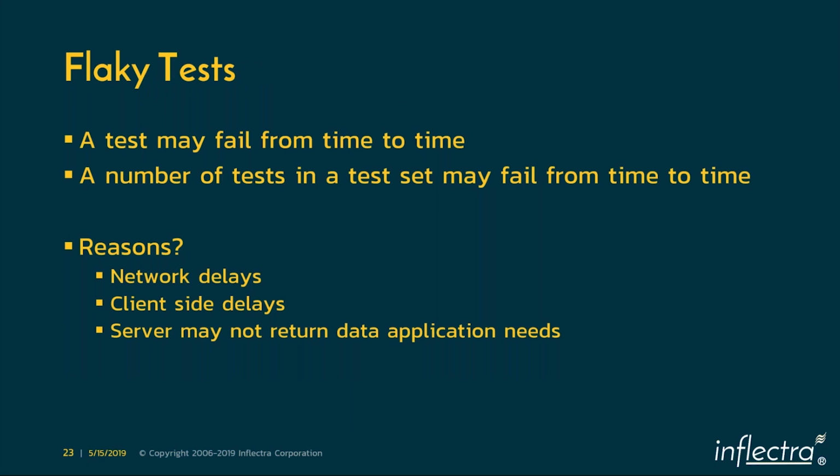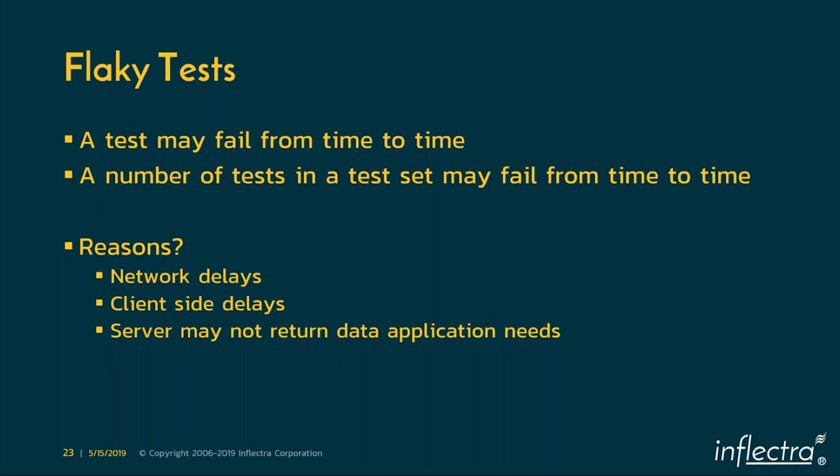Flaky tests. This is a completely new experience for those who just start doing test automation. Flaky means that a specific test may just fail from time to time. It may pass or fail. So on Monday it passes, on Wednesday it does not pass, and on Saturday it passes again. And it can also be a number of tests in a test set that fail or pass from time to time. And the tests in this group that are flaky can be different tests every time.